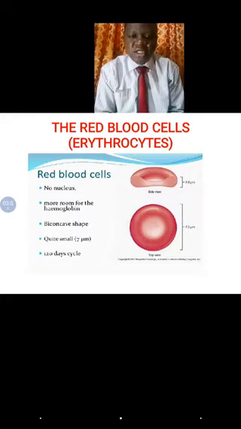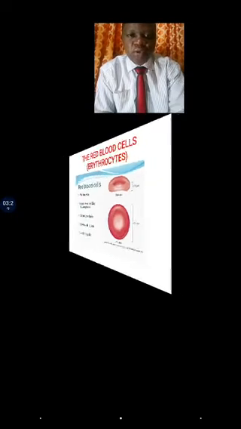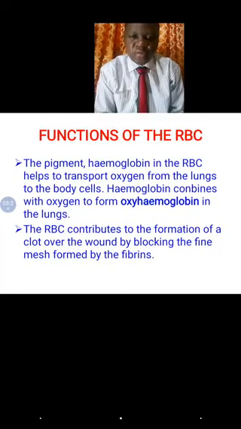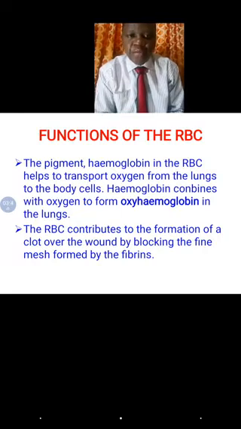Apart from that, the red blood cell also has a biconcave shape. The biconcave shape of the red blood cell, of course, is to provide a large surface area for easy diffusion of oxygen. The red blood cell is quite small and it has a lifespan or life cycle of 120 days, after which it is removed from the body. Function of the red blood cell: like we have said earlier, the pigment hemoglobin in the red blood cell helps to transport oxygen from the lungs to the body cells. When hemoglobin combines with oxygen, it forms oxyhemoglobin, and that is the form in which oxygen is transported in the blood.